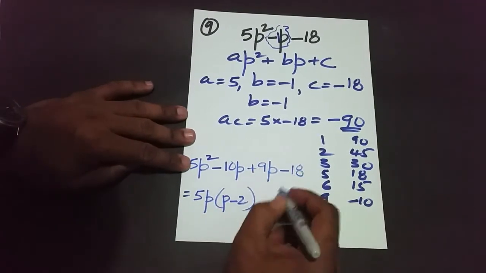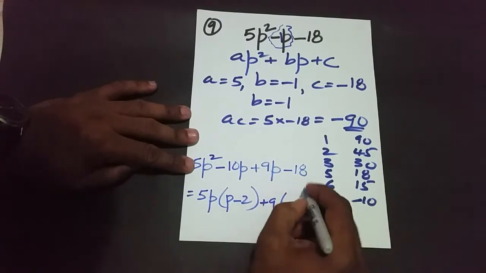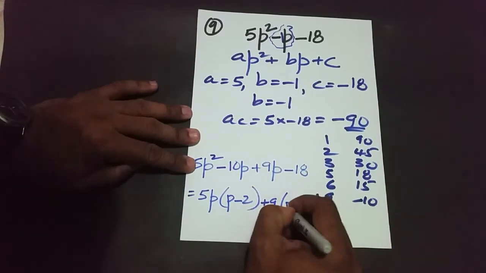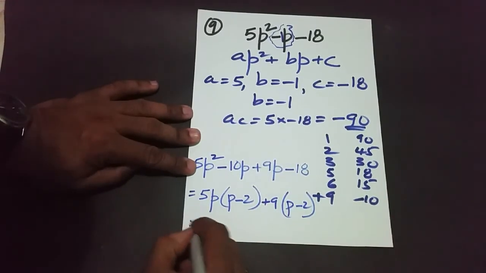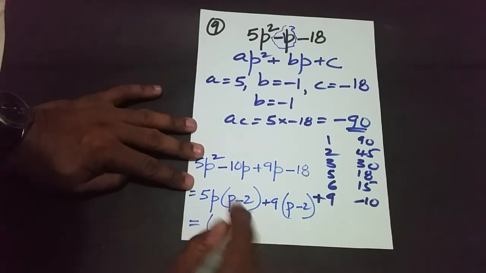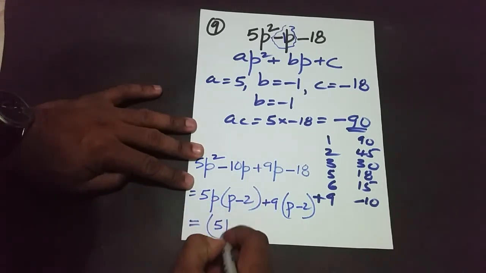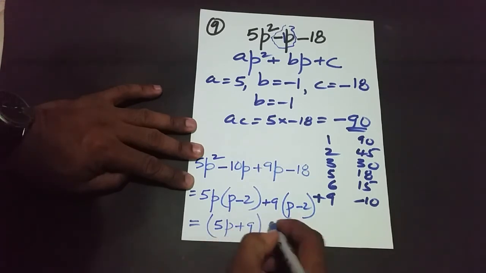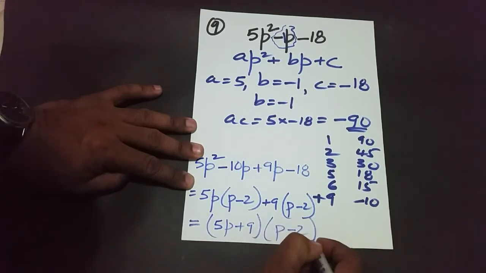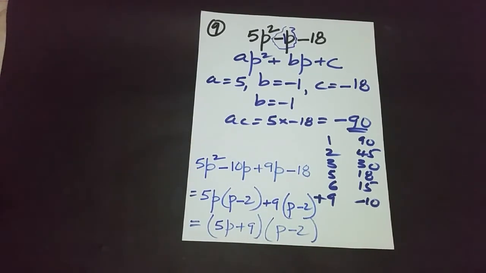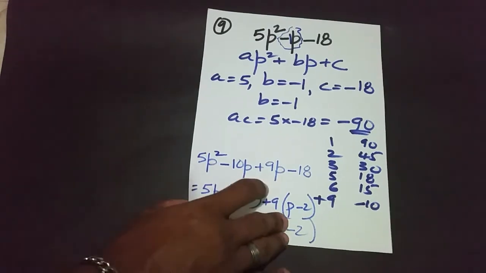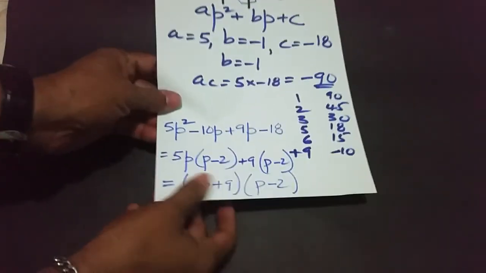And of course, in these two terms, positive 9 in front of the bracket p minus 2, and the final answer would be in one bracket 5p plus 9, and in the other bracket p minus 2. So that will be the answer to question number 9, and here concludes the solution to all our questions.